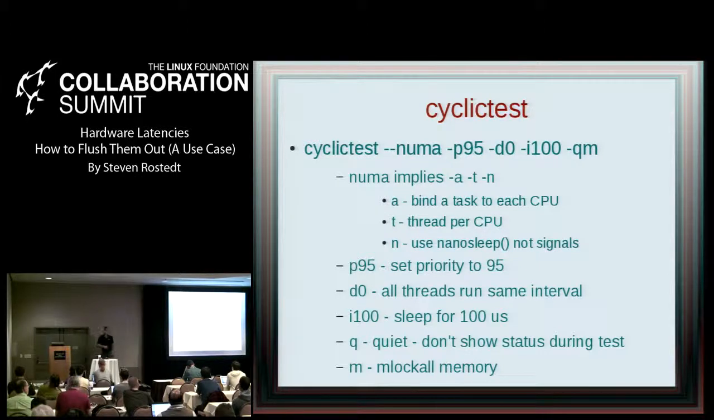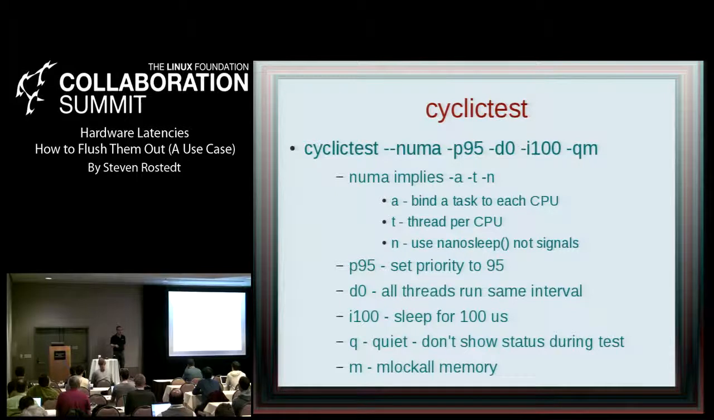These are the options that we ran. --smp, here, I'll go straight down the line. This implies -a, -t, -n. -a means to bind each task to a CPU. So every task that it creates will be bound to a single CPU and will not migrate. -t means one thread per CPU. So basically, when you do -a -t, if you have 40 CPUs, it will create 40 threads and bind each one to a separate CPU. -n means use nanosleep, and not signals. This should have been the default.